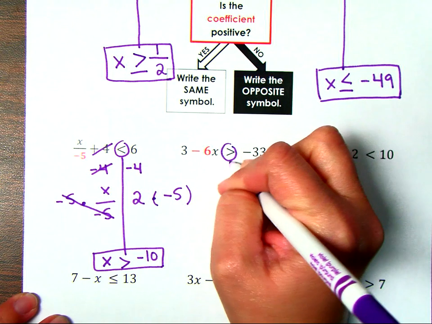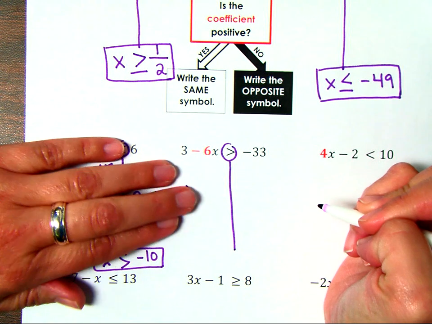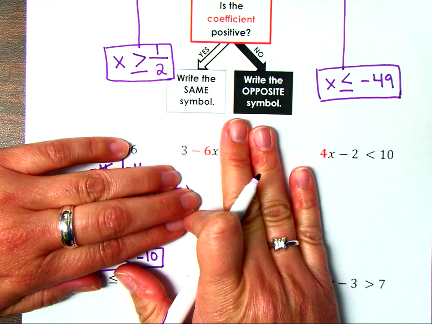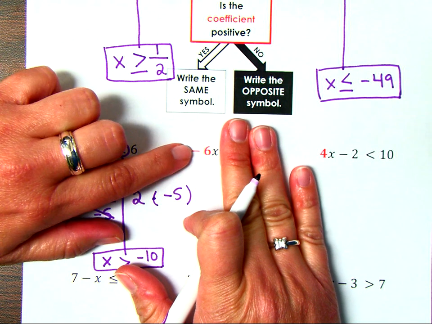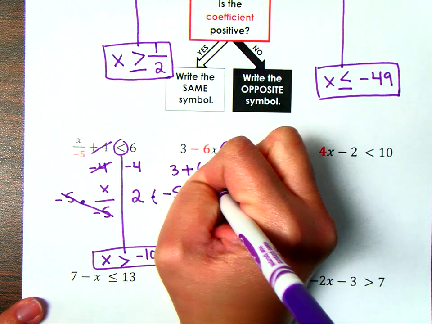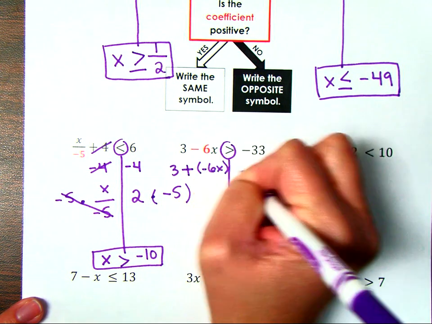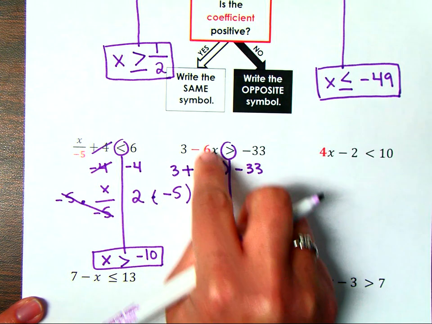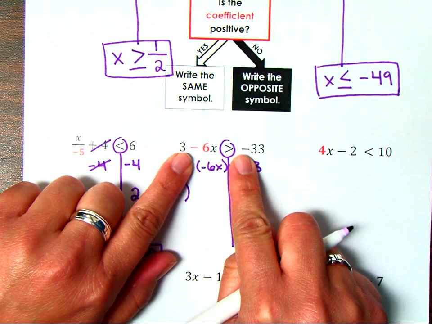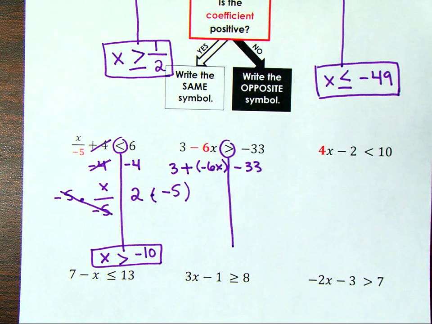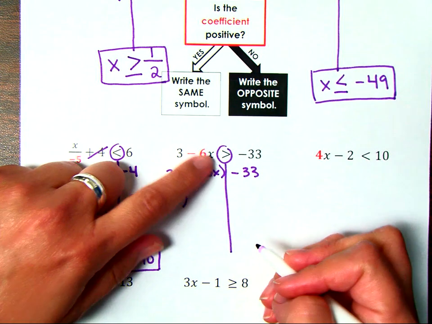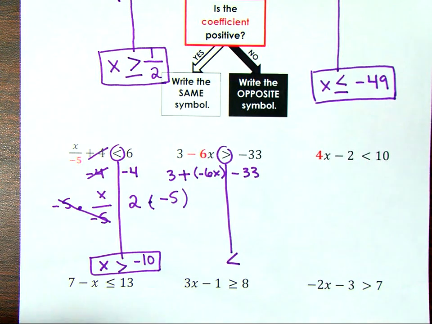Circle the sign, draw a line down. So on the side with the variable, we have a 3, and not just a 6. Think of that as a minus 6, because remember, subtracting is adding a line and change the next sign. These mean the same thing. So this negative 6 is my coefficient. So if it's not positive, we're going to reverse the symbol. So this greater than sign becomes less than.